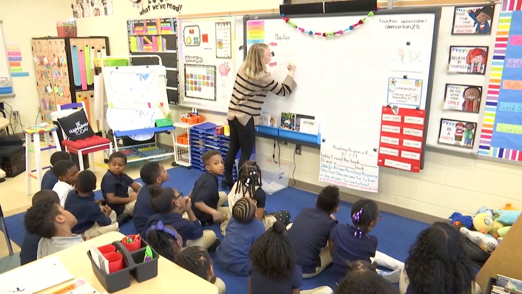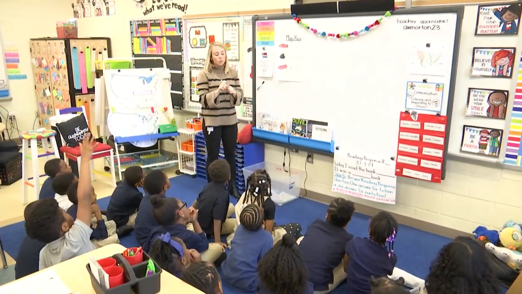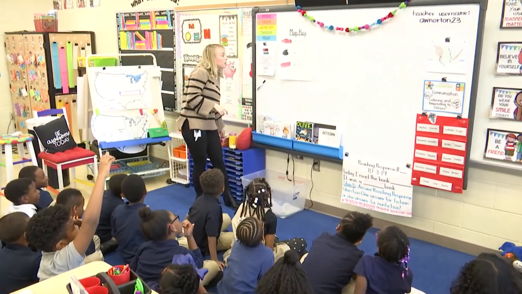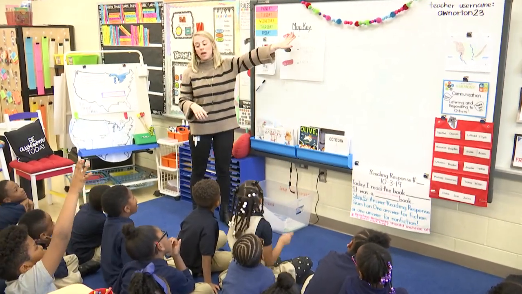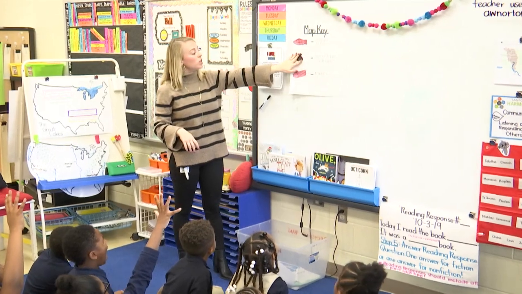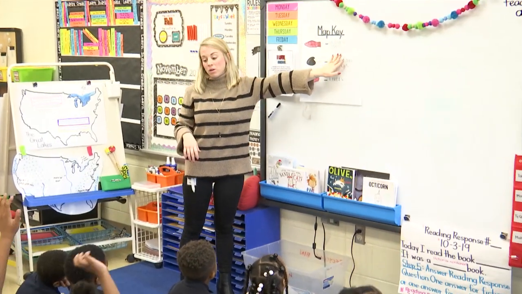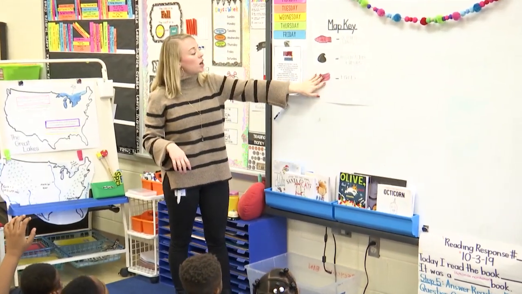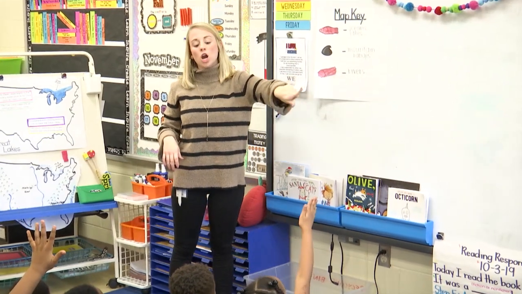Good. Okay, so now we won't have any confusion of what we'll be using our pieces for on our map because we've got them labeled with our map key. So we know that we'll be using our Swedish fish for oceans and lakes. We know that we're using our chocolate chips for mountain ranges. And our licorice for the rivers.